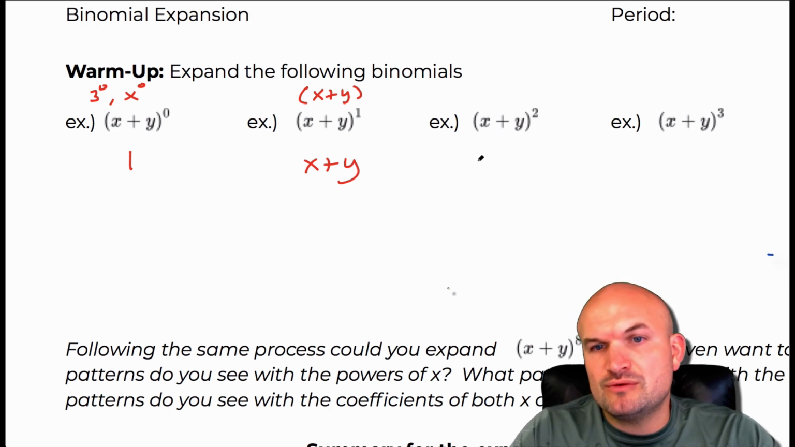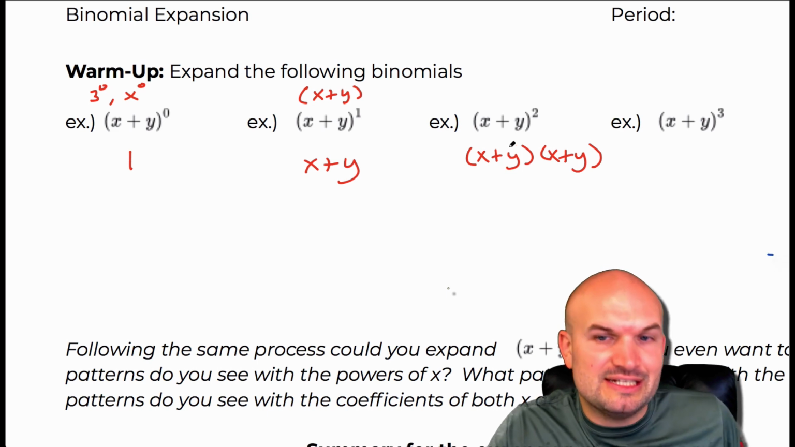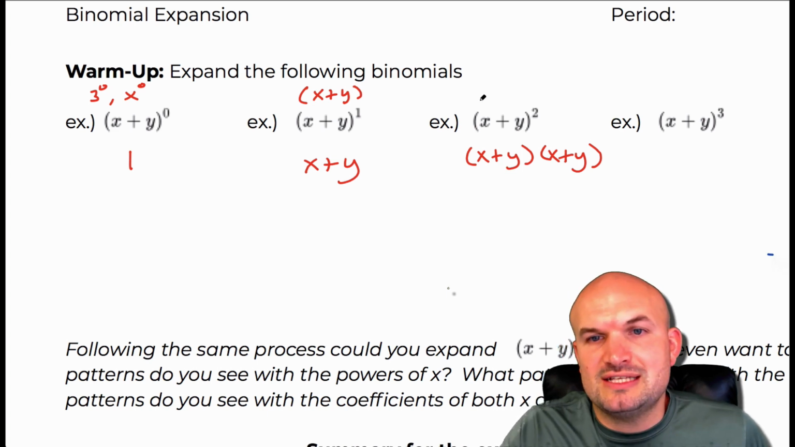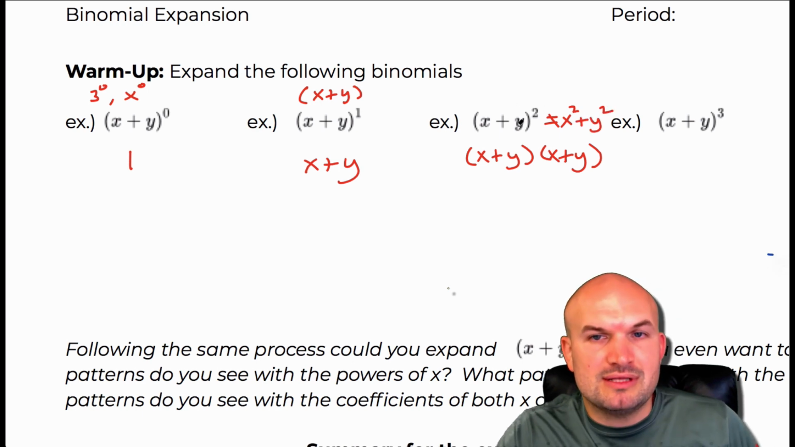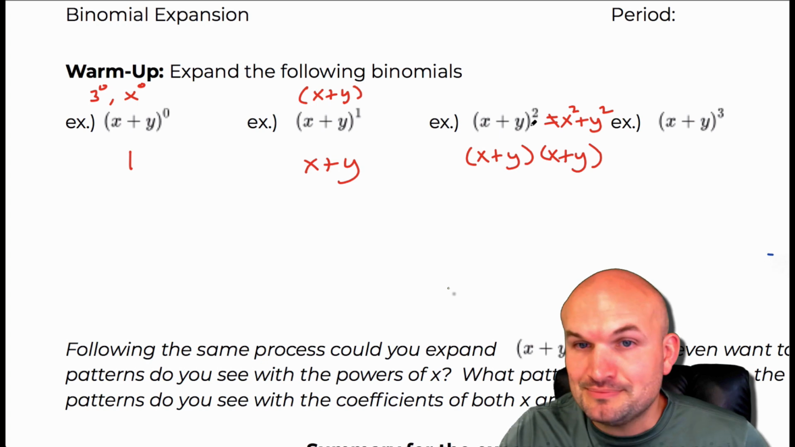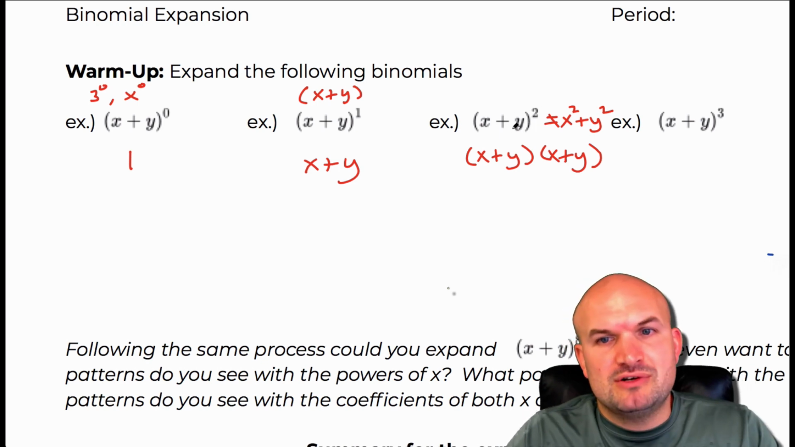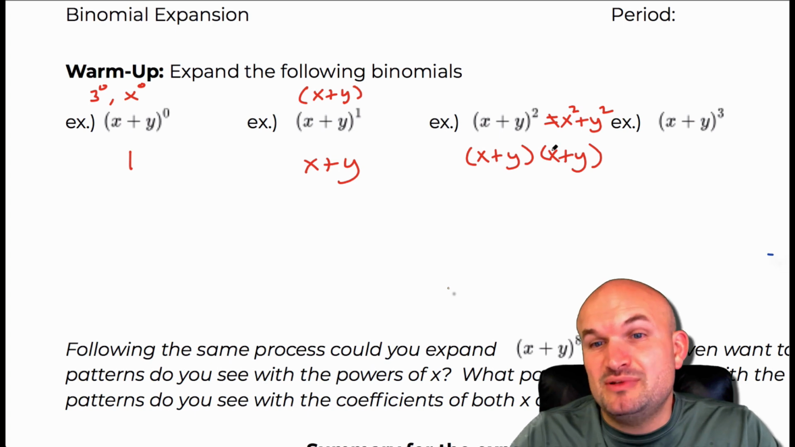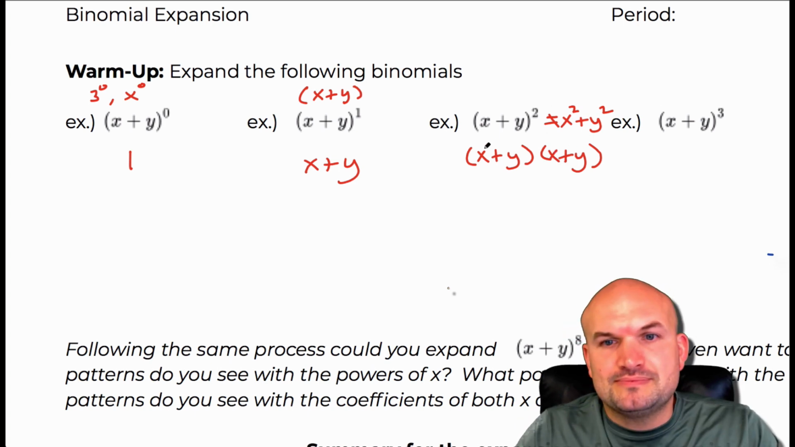So we can rewrite this expression as x plus y times x plus y. The mistake I always see students immediately make is writing x squared plus y squared. Please make sure you do not distribute the powers. That is not something we can do across addition or subtraction. X plus y squared represents x plus y times x plus y. Now I'm actually going to multiply this out.